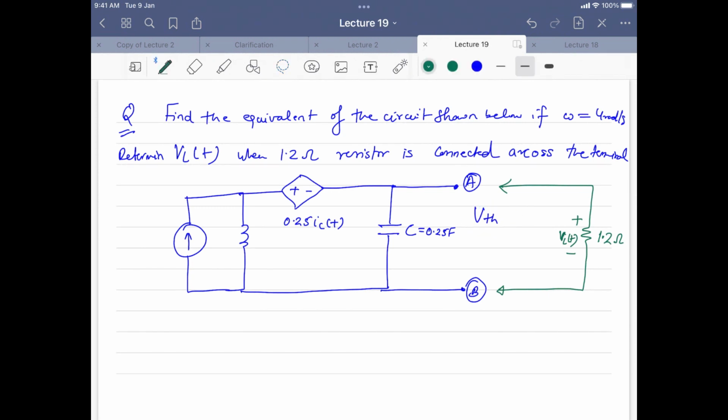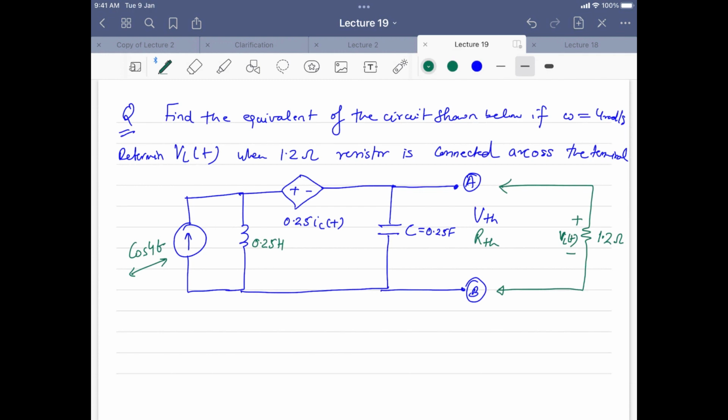So it's open here across the terminals A and B. First of all you have to find the V Thevenin and R Thevenin, then you connect the resistance using this V Thevenin and R Thevenin, and then find out the voltage across this 1.2 ohm resistance. And the current source here is cos 4t. Any doubts here related to this question? This is 0.25 Henry.